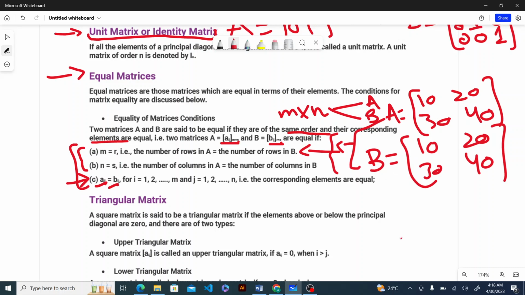Their order is same because M into N. A's order is what? 2 into 2, 2 rows, 2 columns, and B's order is what? 2 into 2, 2 rows, 2 columns. So their order is same, and their corresponding elements are also same.